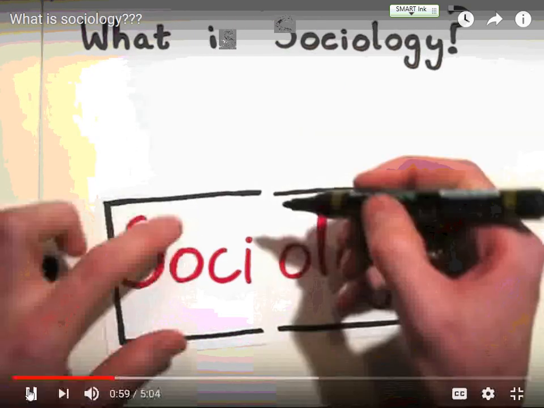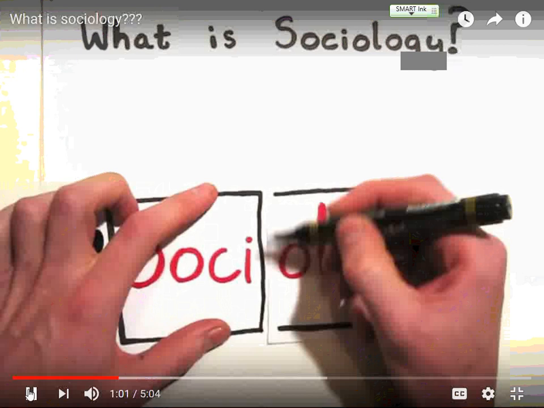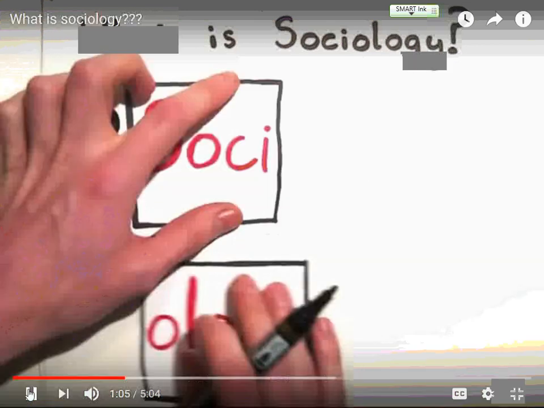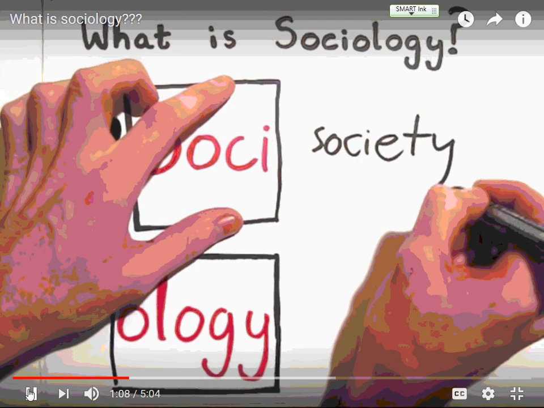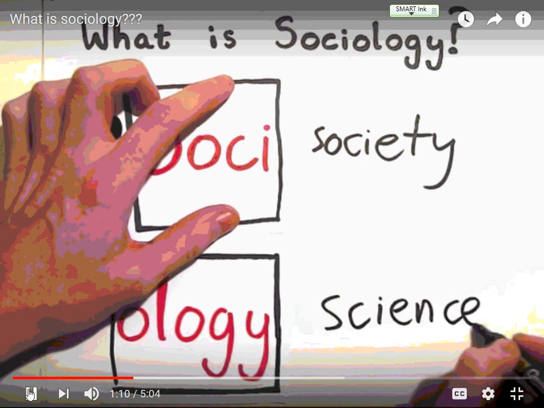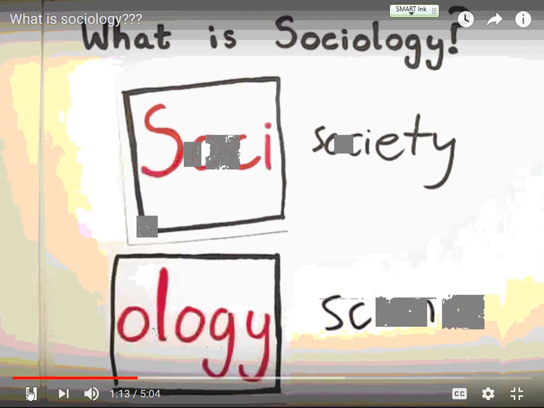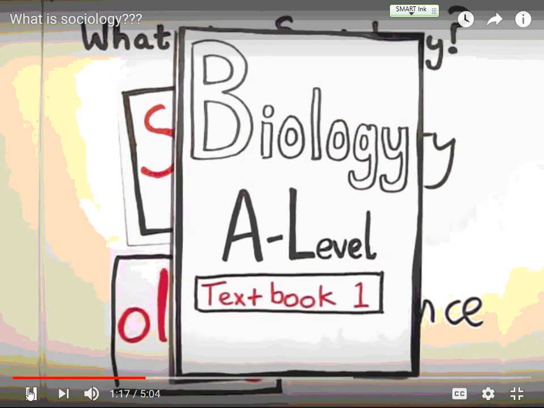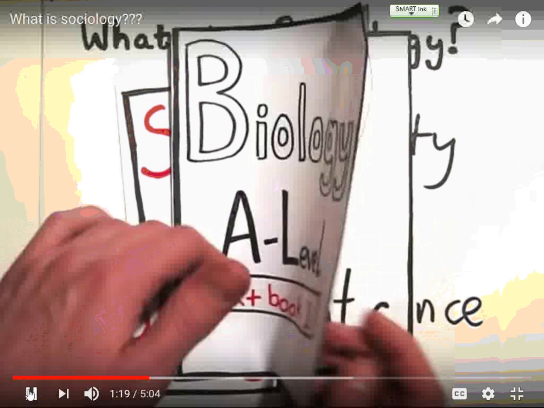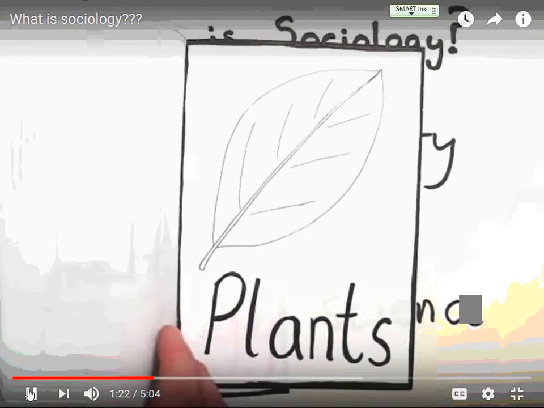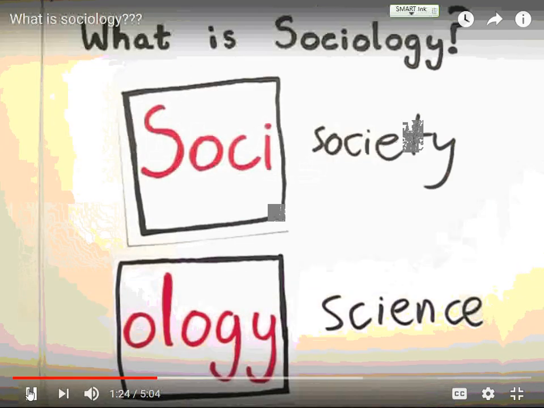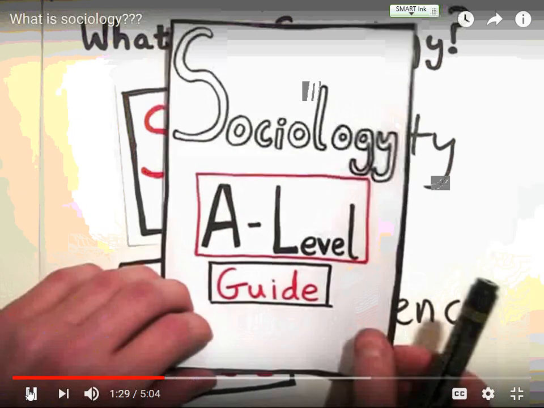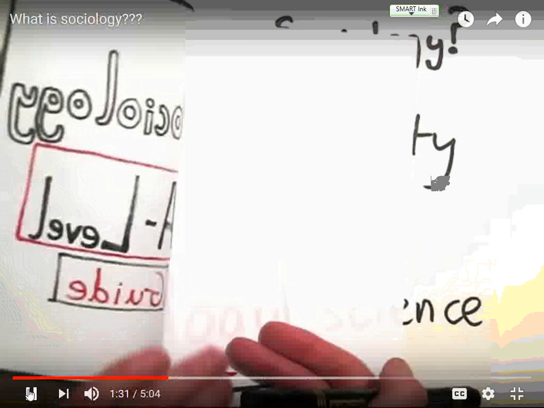The word sociology is made up from soci, as in society, and ology, which means the study of or the science of. Just as in biology, you scientifically study plants and animals, so in sociology, we study the people and institutions which make up society. So how do we study society?